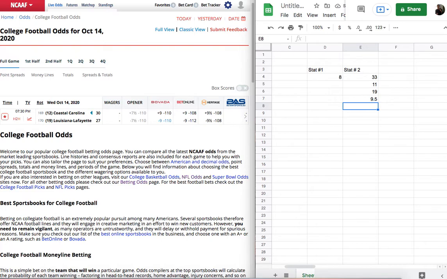Now, I've already experimented with this. I back tested a ton of games with this, and what I found was that number was a little too high. So what I actually ended up doing was I took this 8 and 11 and divided it by 3. So I took 11 plus this number, divided by 3.